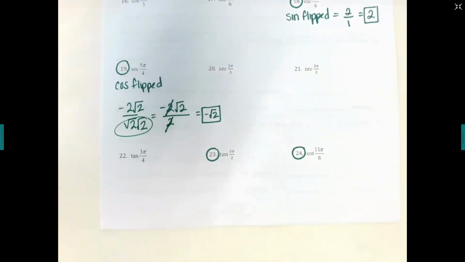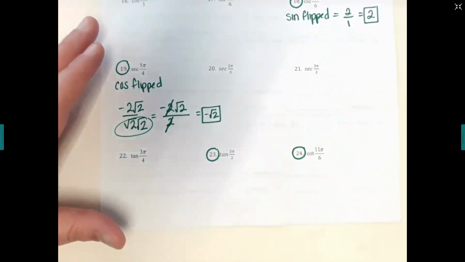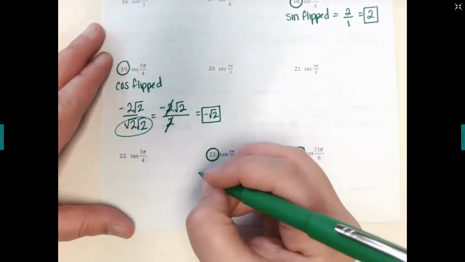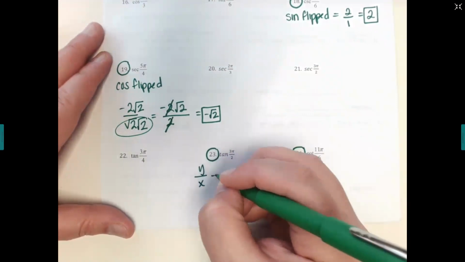We have a tan and a cotan. Which way do I divide for tangent? Okay, y over x. Very good. Which is the same as sine over cosine.